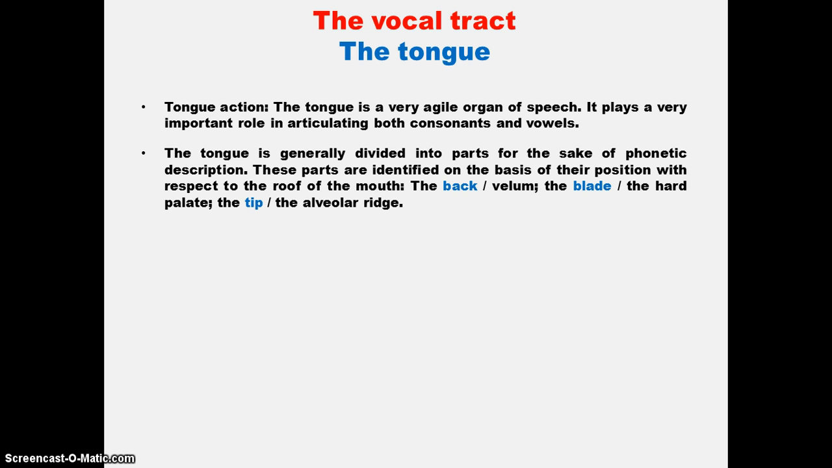We have the back, which corresponds to the velum, the blade, the part immediately under the hard palate, and the tip. When the tongue is at rest, this part is immediately below the alveolar ridge.